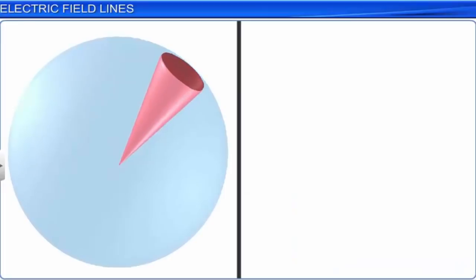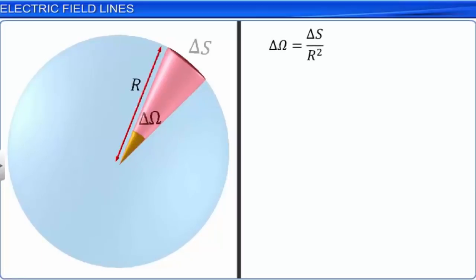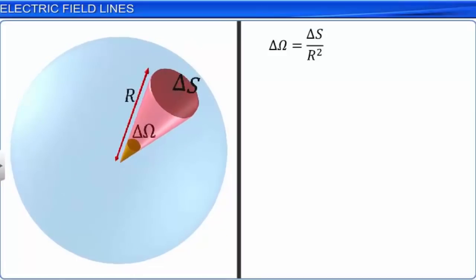To understand the dependence of field lines on area, let us understand the relation between the area of the element and the solid angle created. For this, first let us understand the term solid angle. Solid angle is a measure of a cone. When the intersection of a cone with a sphere of radius r is considered, the solid angle delta omega subtended by the area element is defined as delta s by r square, where delta s is the area on the sphere, which is the area element cut out by the cone. Let this be equation 1. Therefore, delta s is equal to r square into delta omega. Let this be equation 2.